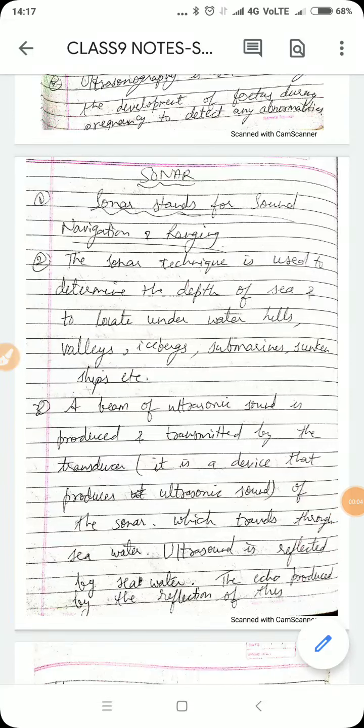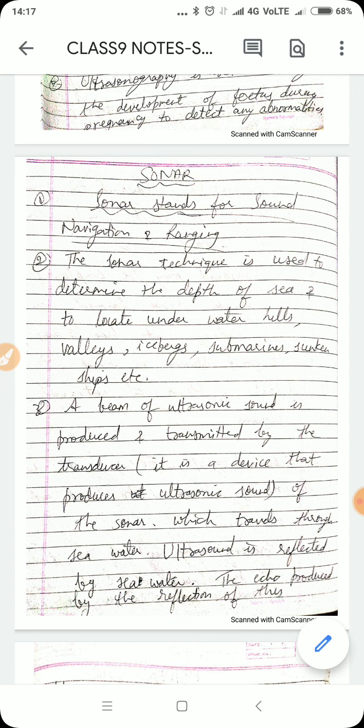Hello students, we have discussed so many things in this chapter in earlier videos. Today we will discuss sonar and the internal structure of the human ear and its working. With this we will finish this chapter. Okay, so let's start with sonar.